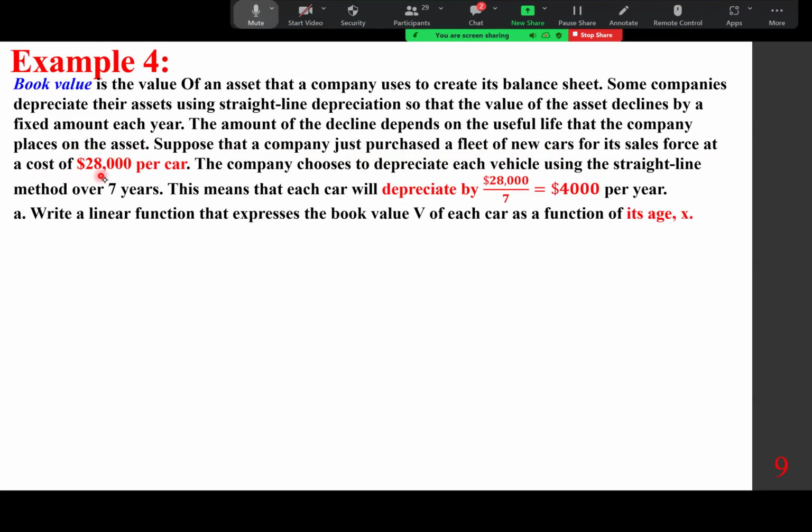The company chooses to depreciate each vehicle using the straight line method over 7 years. This means that each car will depreciate by $28,000 over 7, or $4,000 per year. Write a linear function that expresses the book value V of each car as a function of its age x.